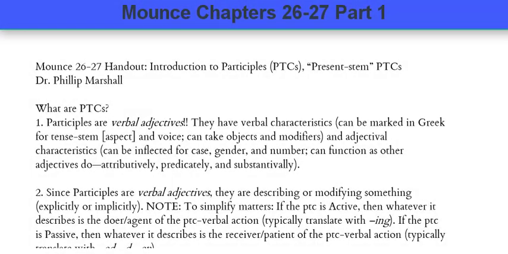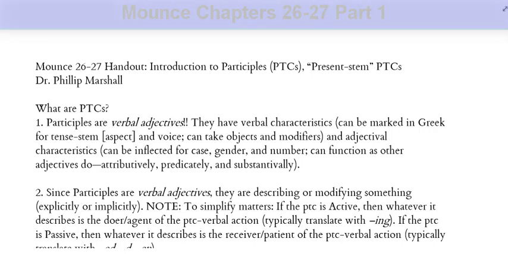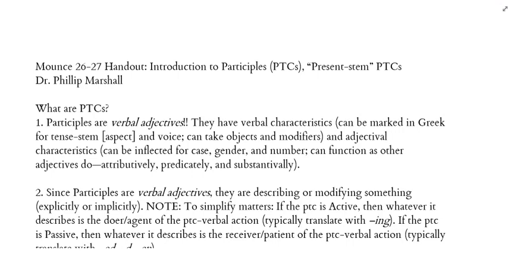Let's talk about Mounce chapters 26 and 27 quickly, and this is about participles. Chapter 26 is really an introductory lesson on participles, and then the next chapter is where he really gets into the first kind of participle, which is the present stem participle, or what he likes to call the continuous participle. So let's walk through the handout that I've given you. This is in front of you here.